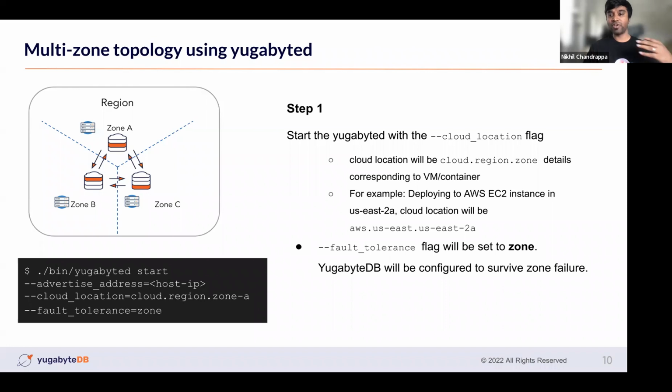perspective. If you have an EC2 instance in US East and US East A, which is in Virginia, you will have to set whatever the VM availability zone is for the cloud location. Another thing that we will set is the fault tolerance. Now we are trying to start a multi-zone topology, so we want to set the fault tolerance as zone, so that if there are any zone failures, I will not have any data loss. That will be the first step.